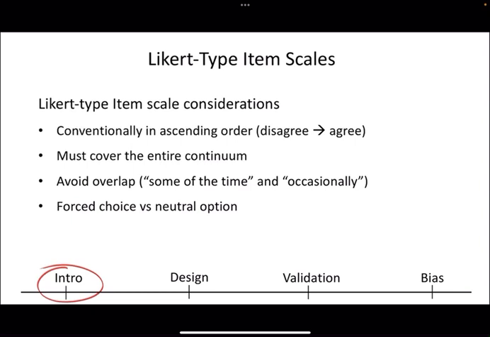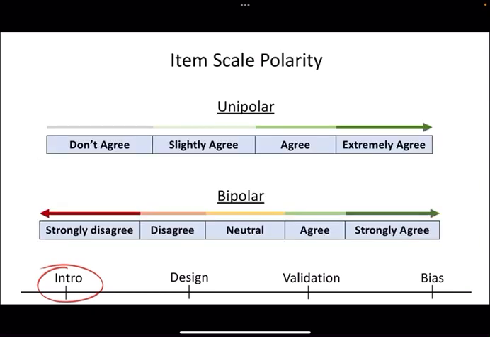You've got to also avoid overlap. That's easier explained with numbers, where it can't go like 1 to 3 and then 3 to 5, because then 3's in both. The polarity of your scale is something to consider. This top one there is unipolar. It's going from a neutral lack of agreement, don't agree, to extreme agreement. Whereas the bipolar one has a neutral option and varying degrees of disagreement on the left and varying degrees of agreement on the right.